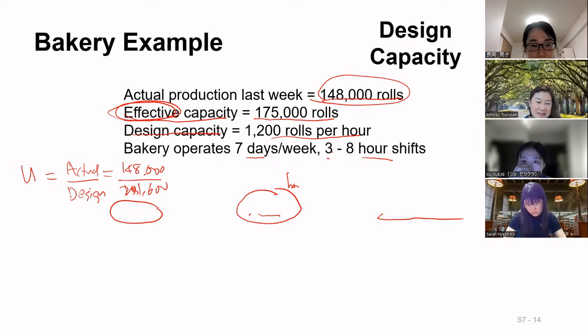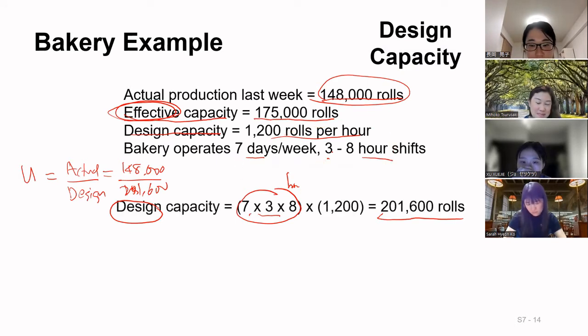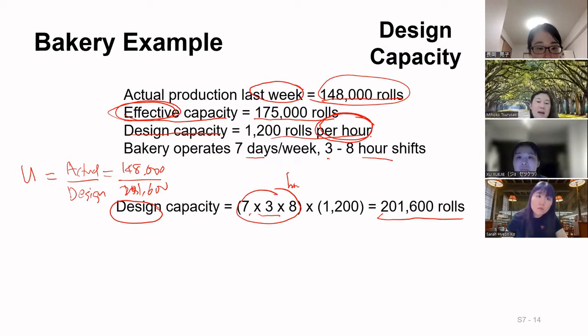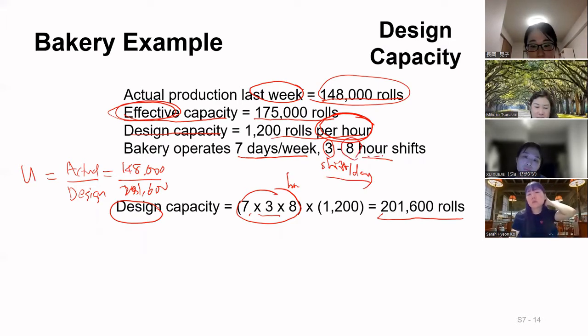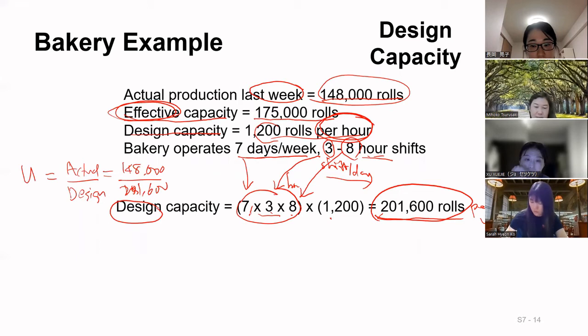I repeat again, because this is per hour, this is per week. 7 days, three shifts per day, 8 hours per shift. Therefore, 7 times 3 times 8 times 1,200. This is rolls per week.